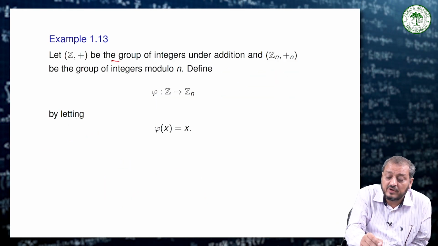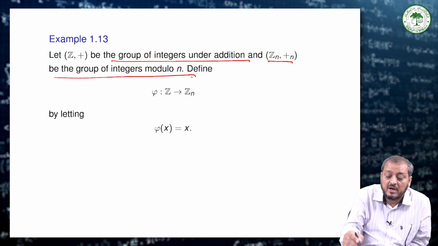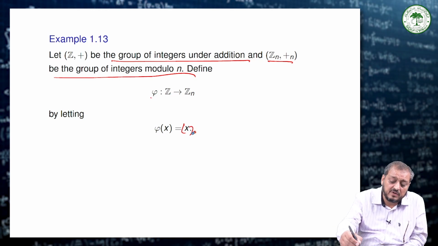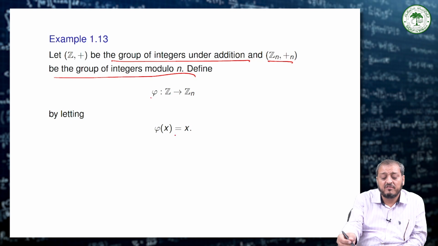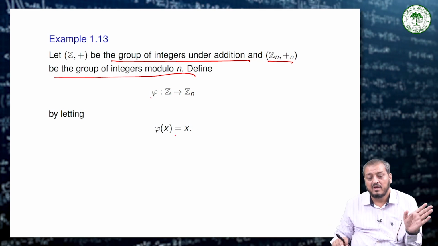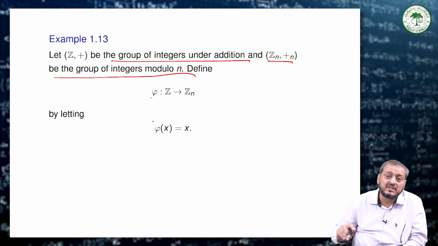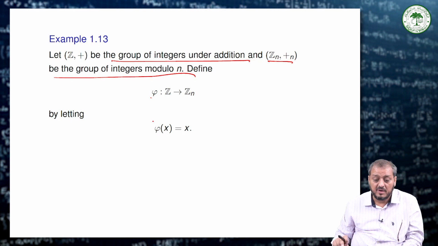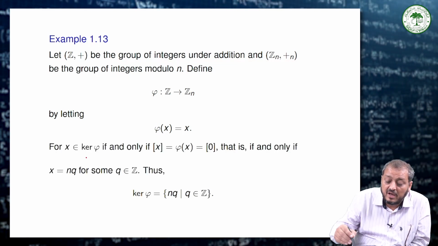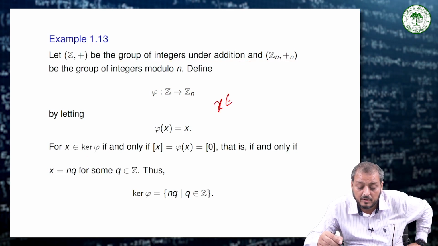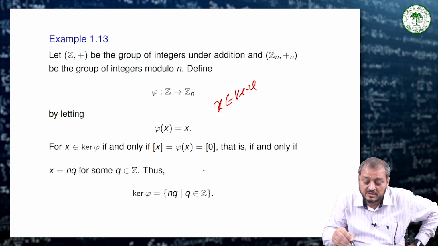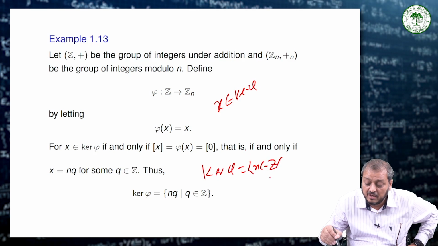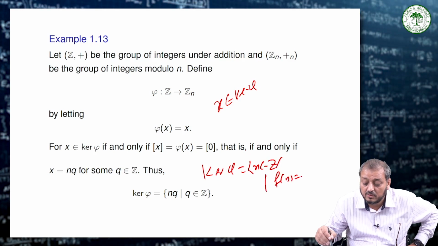Let Z be the group of integers under addition, and Zn the group under addition modulo n. Then phi from Z to Zn is defined by phi of x equal to the equivalence class of x. We have to prove that this is clearly a homomorphism. If it is a homomorphism, then we have to find the kernel. So we take some arbitrary element in the kernel of phi, that is, x in Z such that phi of x is equal to the identity.